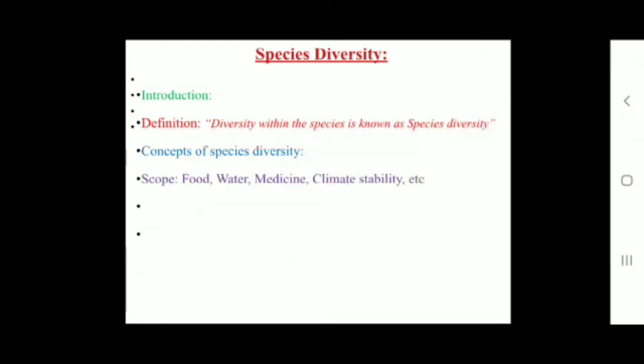Species diversity is a function of species richness, the number of species in a given locality, and species evenness, the degree to which the relative abundances of species are similar. Tropical areas have greater species richness as the environment is conducive for a large number of species. The next point is the concept of species diversity.